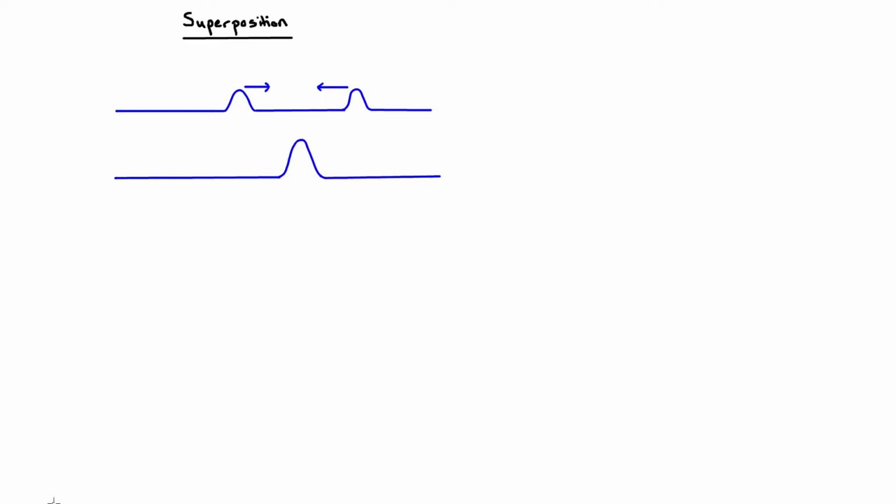Now this is in accordance with the principle of superposition, which is that when two waves of the same type cross, the displacement at any point will be equal to the vector sum of the displacements of the individual waves. So basically, as these two wave pulses cross over one another, their positive displacements will add together, giving a larger positive displacement.